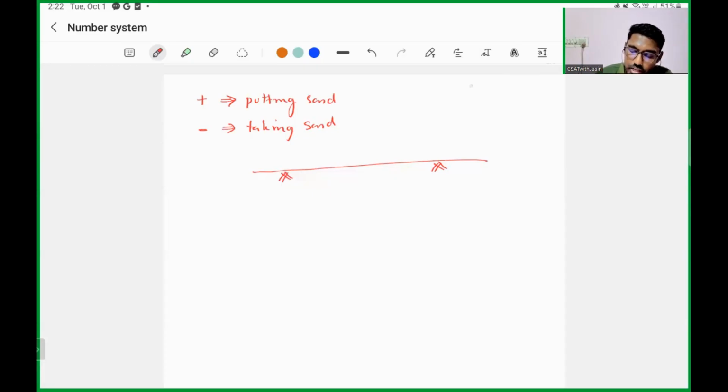Now, let's say I wanted to do minus 3 plus 2. So minus 3 means I am taking 3 buckets of sand. So here I made one hole. I took 1 bucket of sand. Here also I took another bucket of sand. And I took another bucket of sand. So 3 buckets of sand I took. That is minus 3.